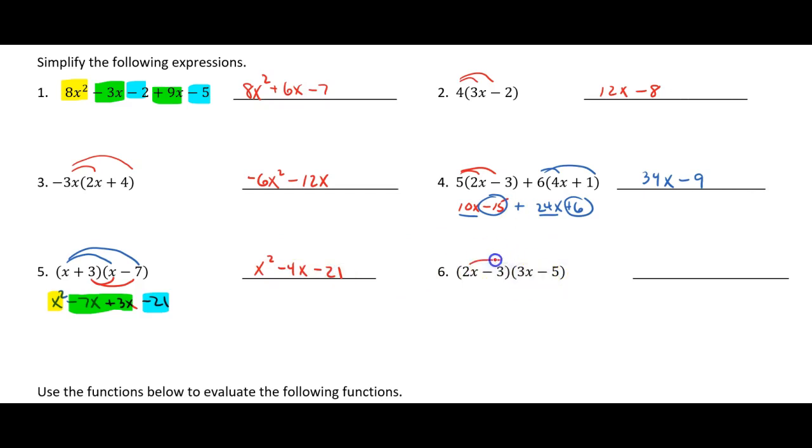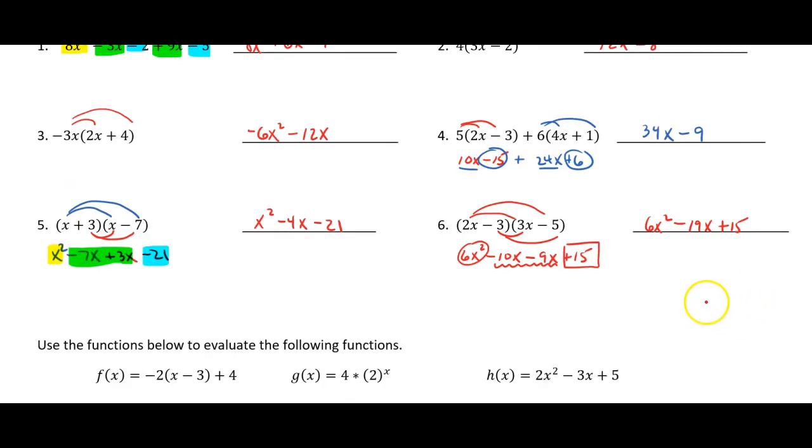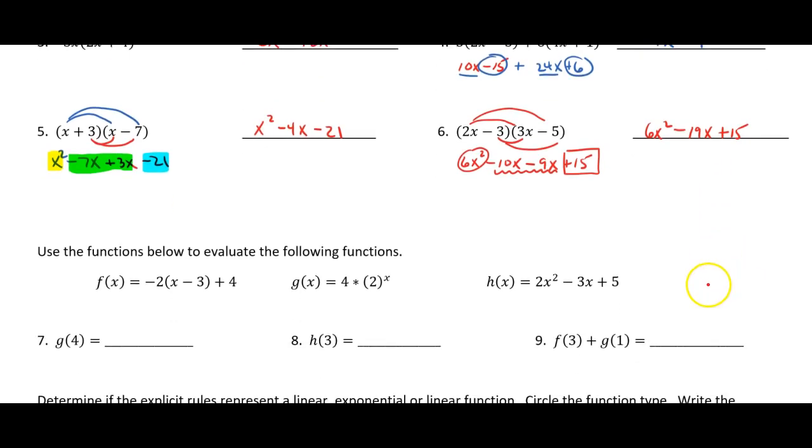Okay? The next one, 2x times 3x is going to give you 6x to the second. 2x times negative 5 is minus 10x. Then negative 3 times 3x is minus 9x. Negative 3 times negative 5 is plus 15. So now you have 6x squared. But when I combine negative 10x and negative 9x, I get minus 19x, and then plus 15. Okay? So that first section, there's a video that goes over simplifying expressions. You need to know how to do those.